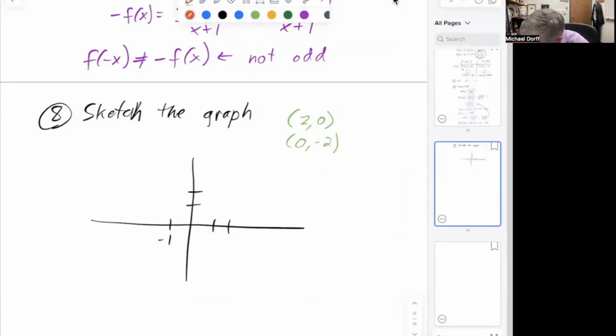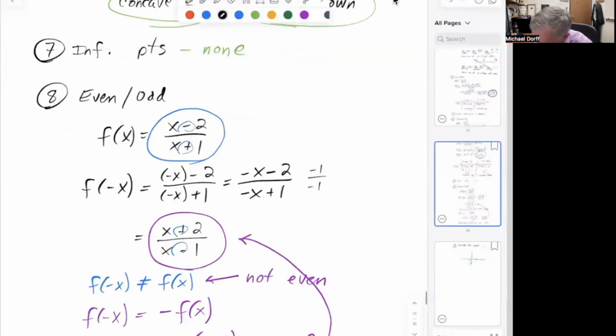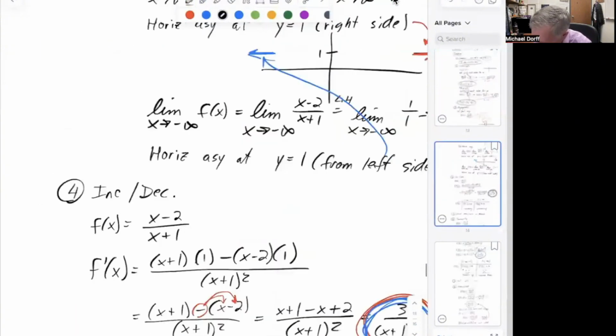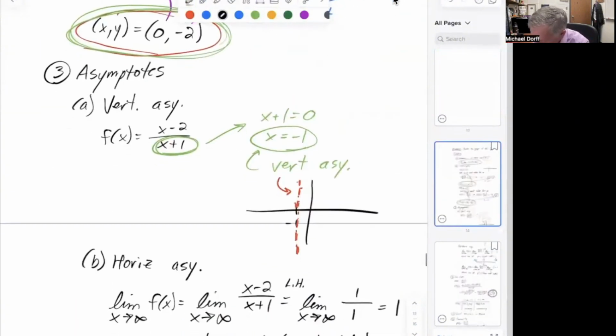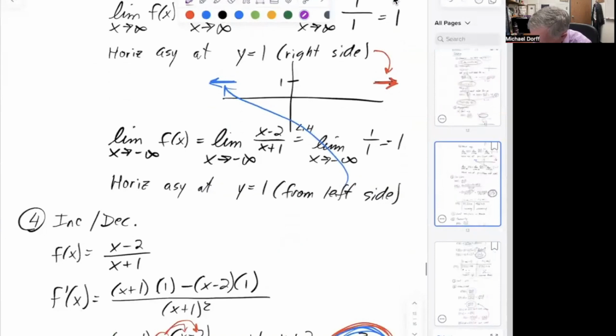I'll use red there. So here's the point 2, 0. And if I draw in -2 here, we also have this point. So those are my 2 points. Going back then to some of the work that we've done, in part 3, we had asymptotes. We have a vertical asymptote at x equals -1, and we have a horizontal asymptote at y equals 1.